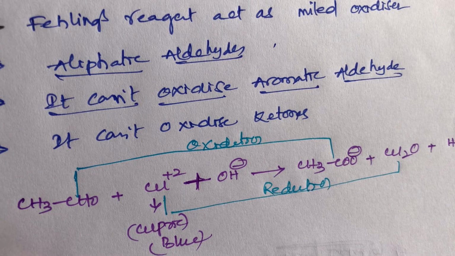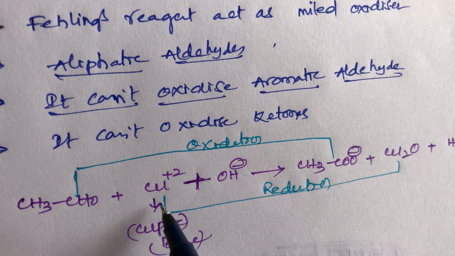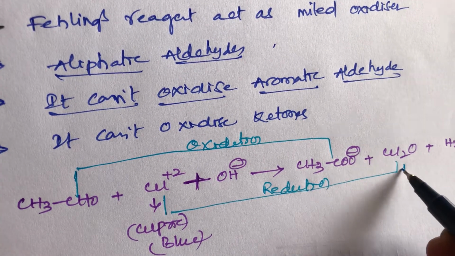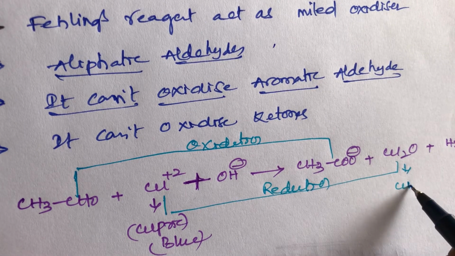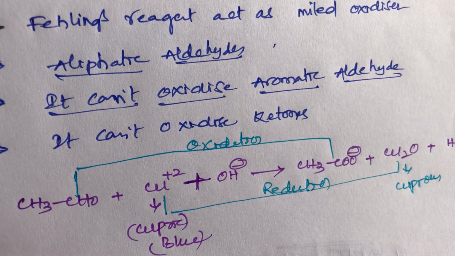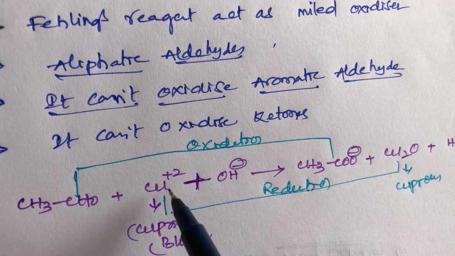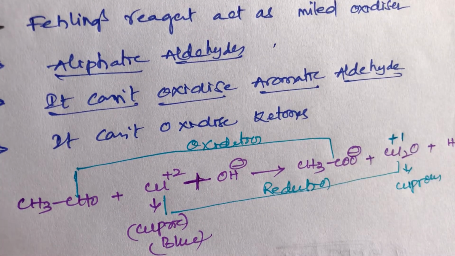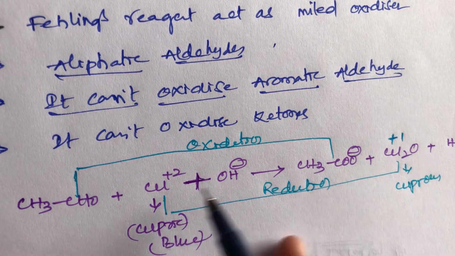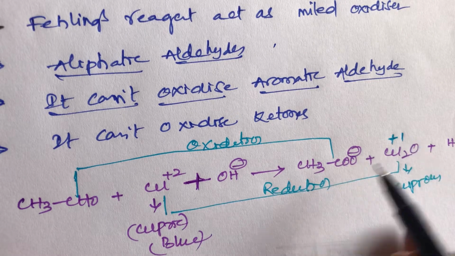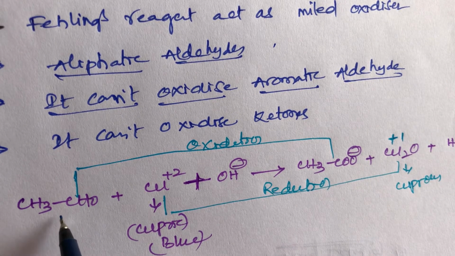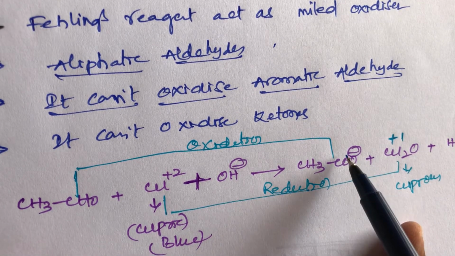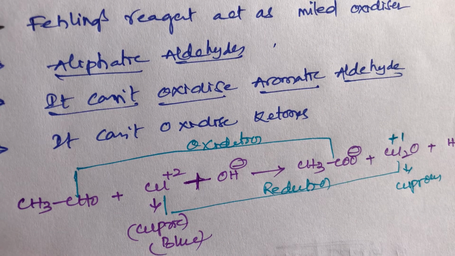So it is very, very important, students. This cupric ion is converted into cuprous. This is called cuprous oxide. This cuprous oxide is in the plus 1 oxidation state, while cupric is in the plus 2 oxidation state. So plus 2 is converted into plus 1, that means reduction. This Cu plus 2 is converted into Cu plus 1. That is called reduction. This acetaldehyde is converted into acetate ion. That is called oxidation. This is the simple reaction.